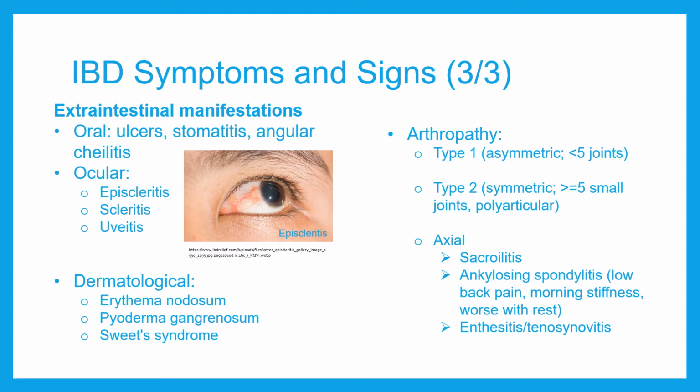Finally, there are some manifestations in cases of IBD that are not within the GI tract itself. We have separated them into oral, ocular, dermatological, and in joints. In the mouth, there can be ulcers, stomatitis, and angular cheilitis. In the eyes, as we will explore further, there can be inflammation throughout, so uveitis, scleritis, and episcleritis.